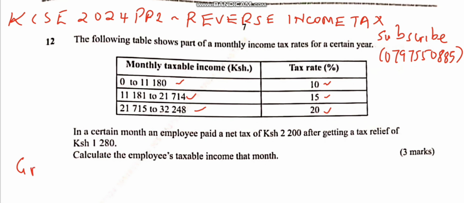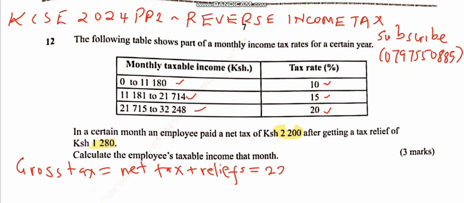Mwanzo utafuta gross tax. Na gross tax is always equal to your net tax plus relief. Ingekuwa tafuta net tax, ingekuwa gross tax minus relief zote. Lakini for now ni net tax plus relief equal to gross tax. So gross tax utachukua net tax ambayo ni hii plus hiyo relief zote. So answer yako itakupa 2,200 shillings plus 1,280 shillings, which is just 3,480 Kenya shillings.